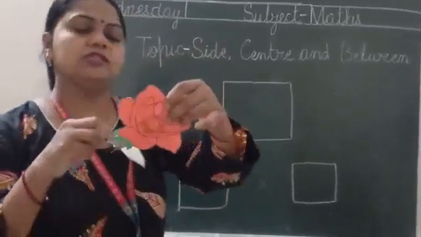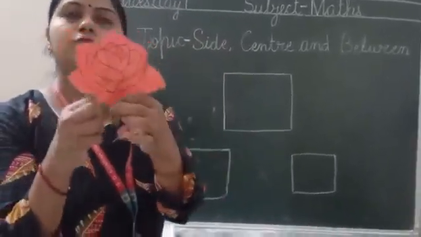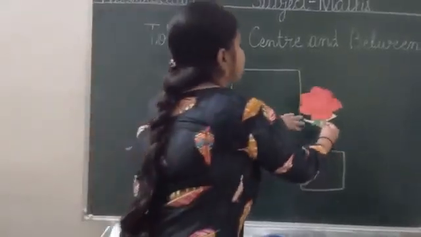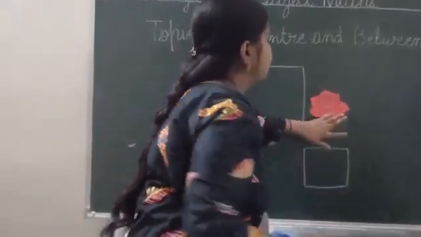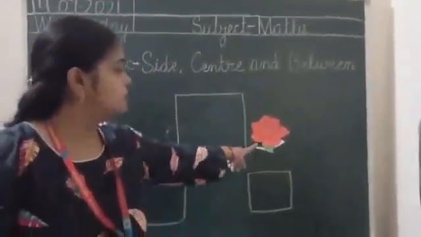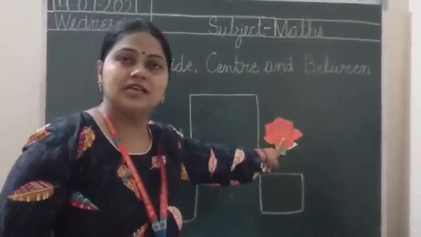Okay, now I want to show you this picture. Which picture is this? This is a picture of a rose. Now what is the position of this rose? The position of the rose is at the side of this square.